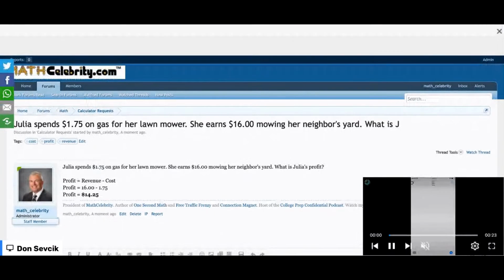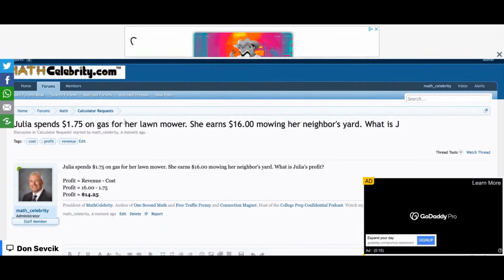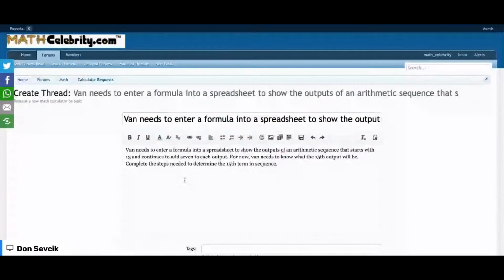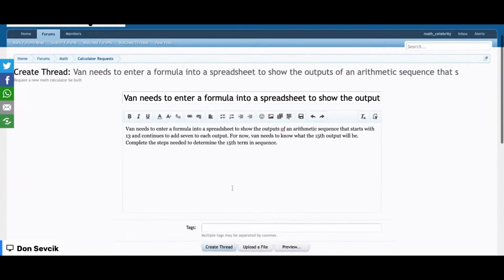All right. This one I was going to save for tomorrow, but let's take a crack at it. Van needs to enter a formula into a spreadsheet to show the outputs of an arithmetic sequence that starts with 13 and continues to add 7 to each output. For now, Van needs to know what the 15th output will be. Complete the steps needed to determine the 15th term in the sequence.